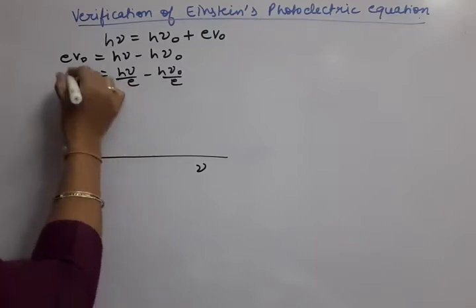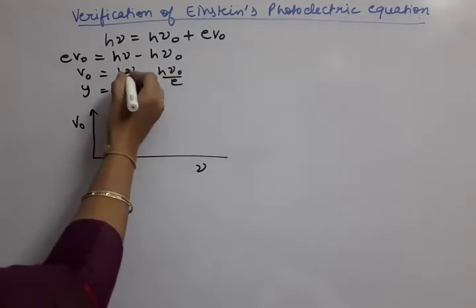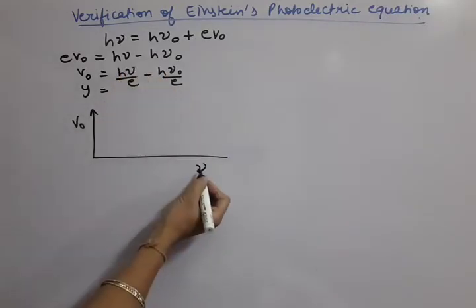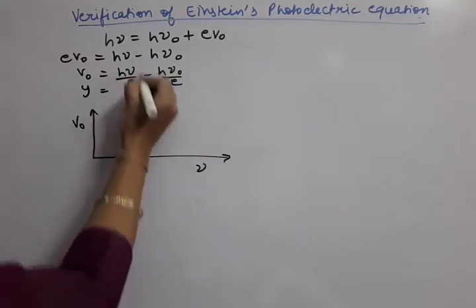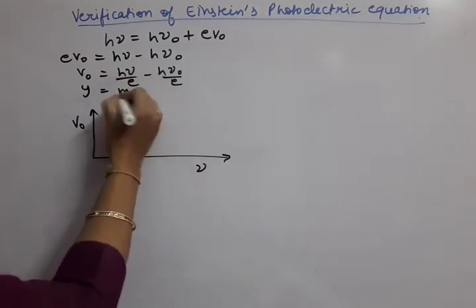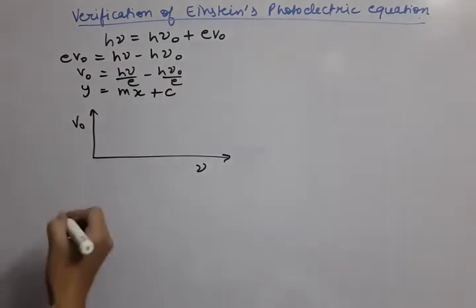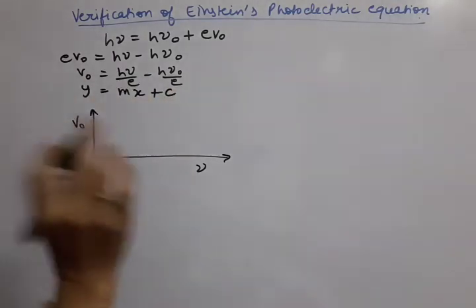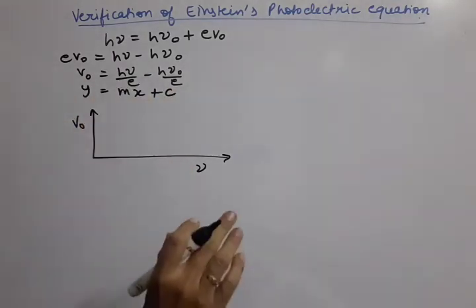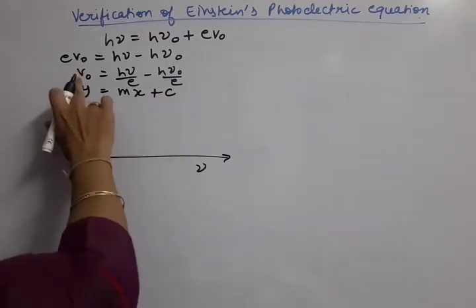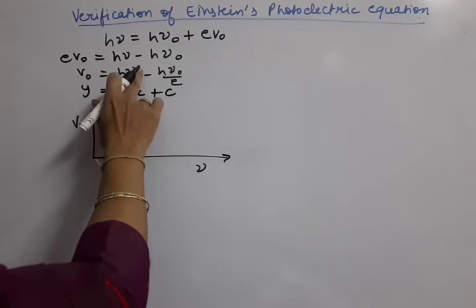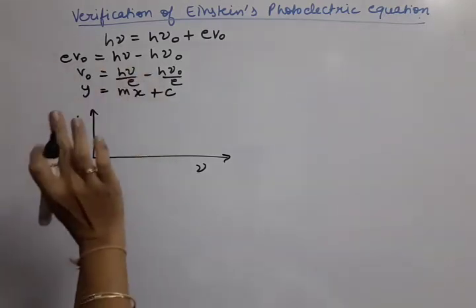So compare it with y, and in place of x-axis we have nu, the frequency. So this is the x-axis. So it is y equal to mx plus c, the standard straight line equation. Here a straight line will be formed because V0 depends on one power of nu. So it is a straight line equation.